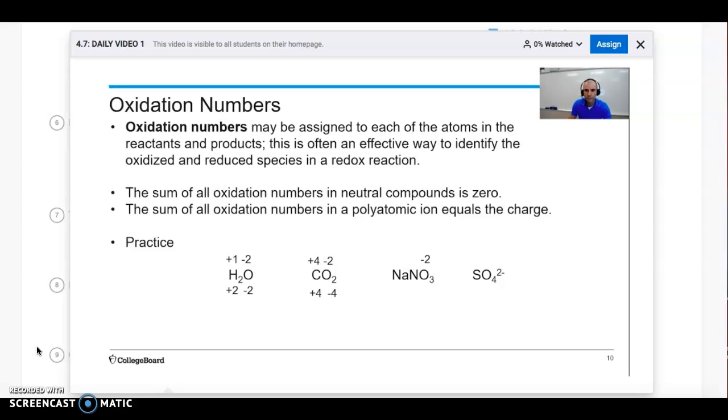In sodium nitrate, oxygen has a -2 oxidation number. Sodium has a +1. And that means there are 3 oxygens, each at -2, so -6. The 1 sodium allows us to determine that the nitrogen has a +5 oxidation number. And in the sulfate ion, oxygen, of course, has a -2 oxidation number. There are 4 of those, so -8. The sulfur must be a +6 in order to get that -2 overall charge, and so sulfur has a +6 oxidation number here.